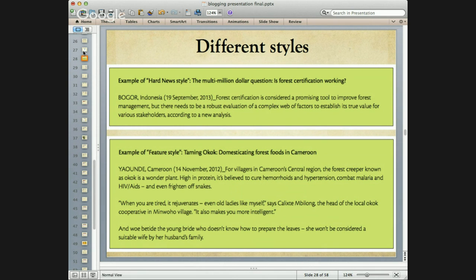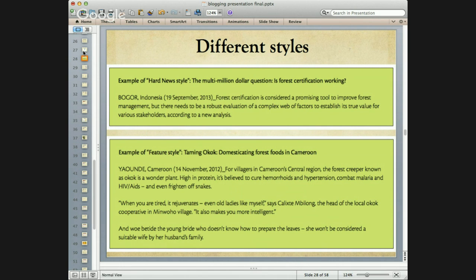What the main finding of a new analysis is, that forest certification is going to improve forest management, but there's a whole bunch of stuff that needs to be done. So that's what we would call a hard news style lead, that then goes through into a more general rest of the story.